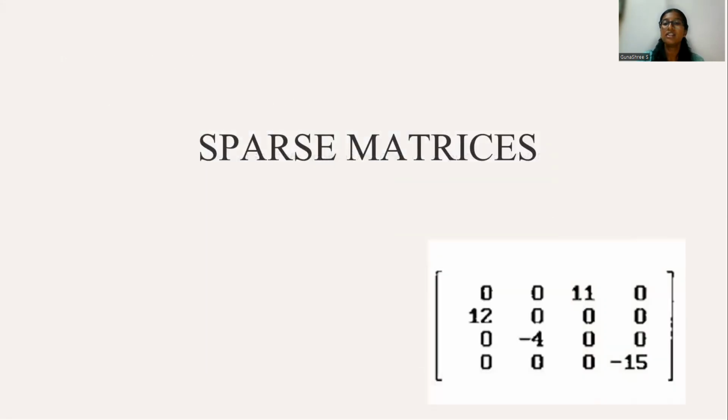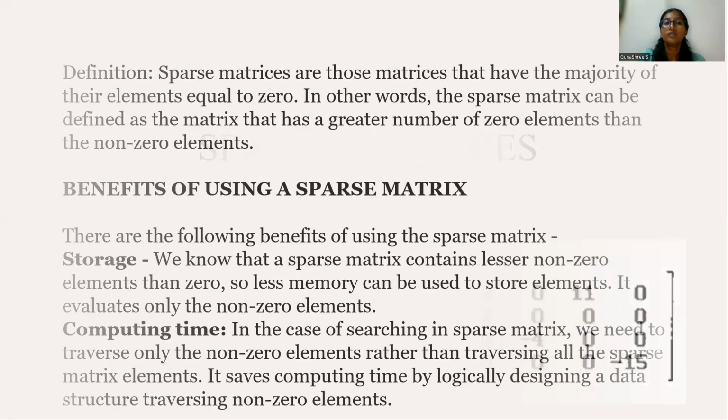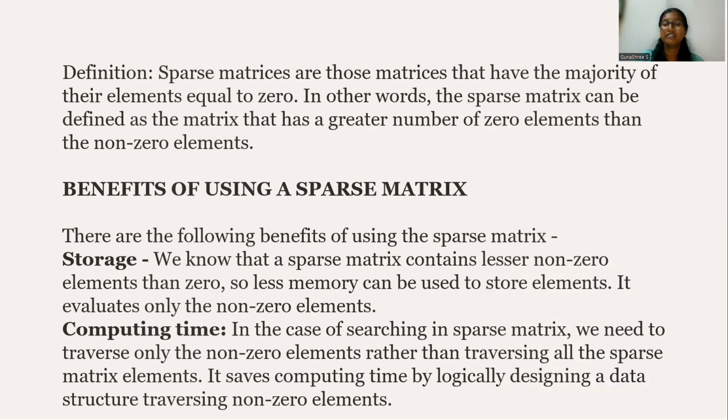Sparse matrices. So the second topic of today is, what are sparse matrices? These will have a majority of the elements equal to 0. In other words, sparse matrices contain very few non-zero elements compared to the zero elements.